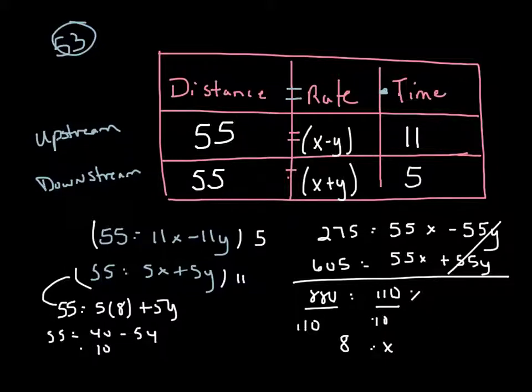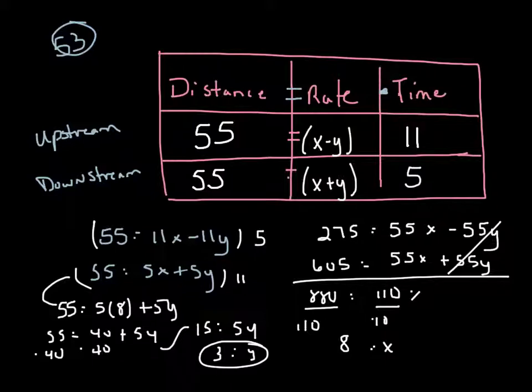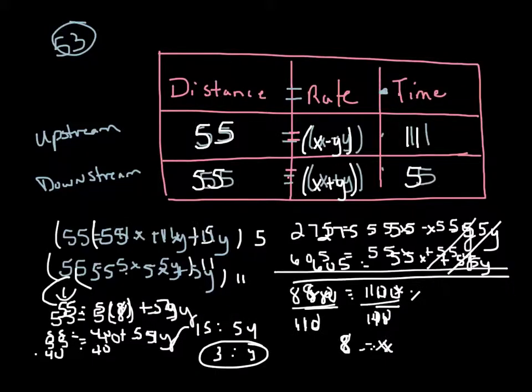Subtract 40. And that gives me that 15 equals, and that should be plus 5y, which makes y 3. So the current is moving at 3 miles per hour, and the people could row at 8 miles per hour.